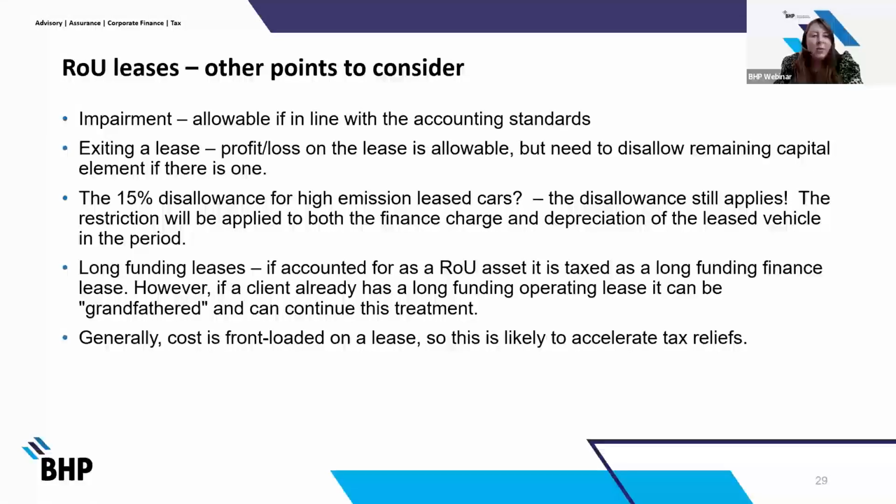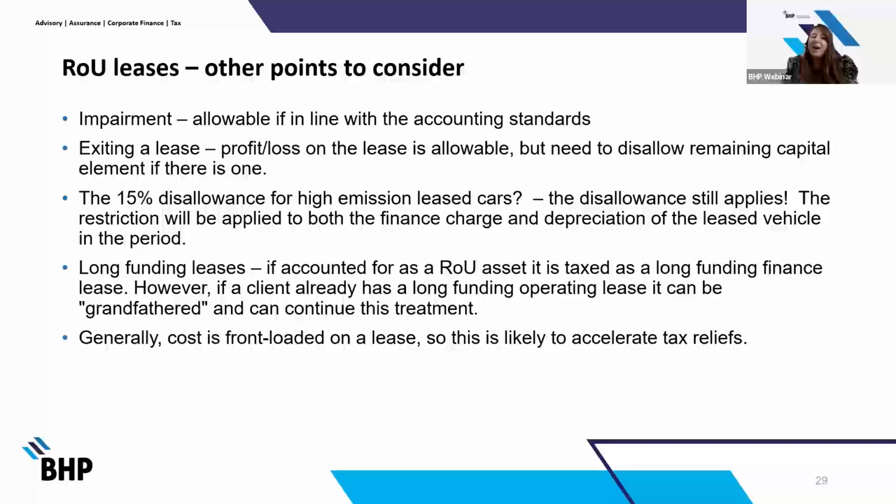In terms of leases, a couple of other points that are worth considering. So if a lease is impaired, that's allowable if the lease is impaired in line with the accounting standards. Again, if we've got an element of disallowable capital in there, that proportion needs to be disallowed still. Similarly, on exiting a lease, the profit or loss on the lease would be allowable, but just remembering that disallowable proportion if there is one.